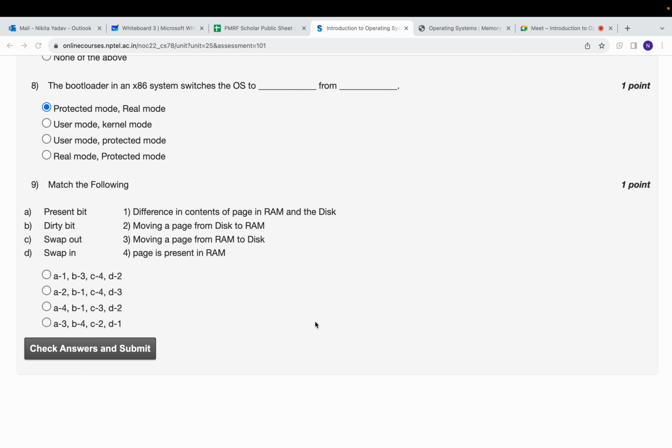Dirty bit, swap out, swap in. Page in RAM. When can the page be in RAM? Moving a page from RAM to disk. You are moving from RAM to disk, so RAM to disk is obviously swap out. So 3C. Yeah, 3C. 3C means obviously 1.